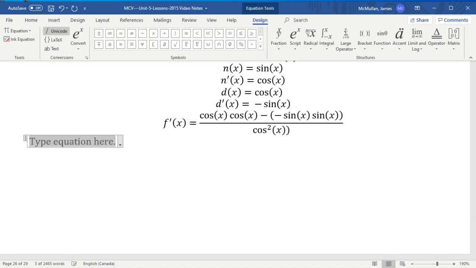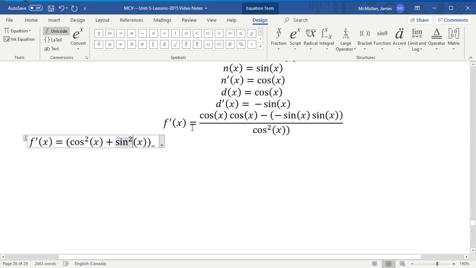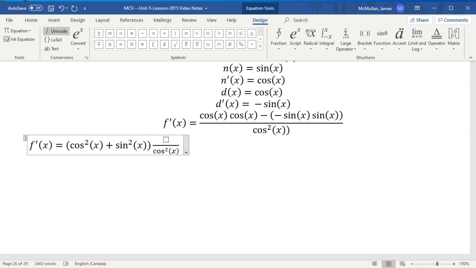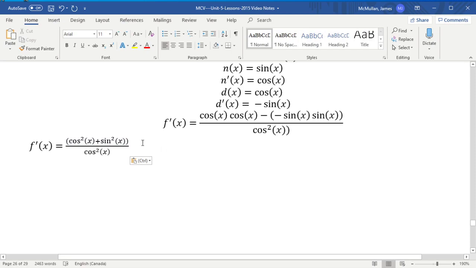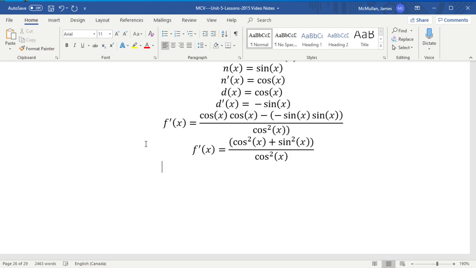Well, let's start by saying f prime is cos squared x plus, two negatives, then we have sine squared x, and the whole thing is being divided by cos squared x. So there's what f prime looks like: cos squared plus sine squared over cos squared.